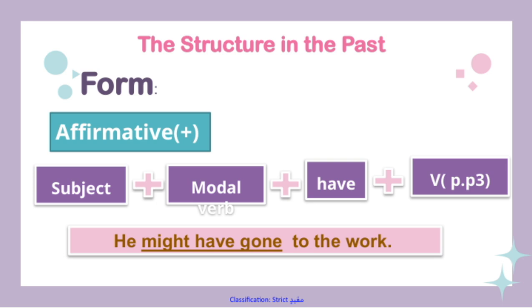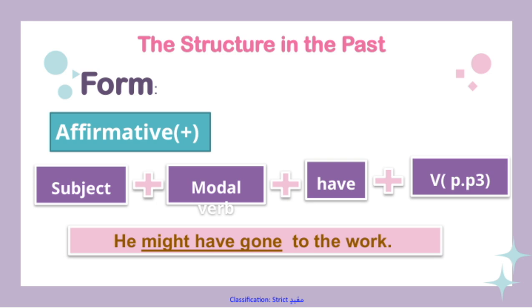The phrase "have gone" is essential because it tells us that we're talking about something that potentially occurred before now. This form is very useful when we want to express speculation about past events. Remember, the structure follows the pattern: subject plus modal verb plus have plus past participle.